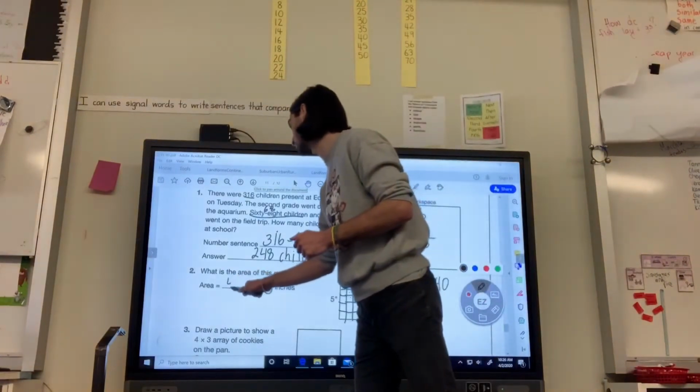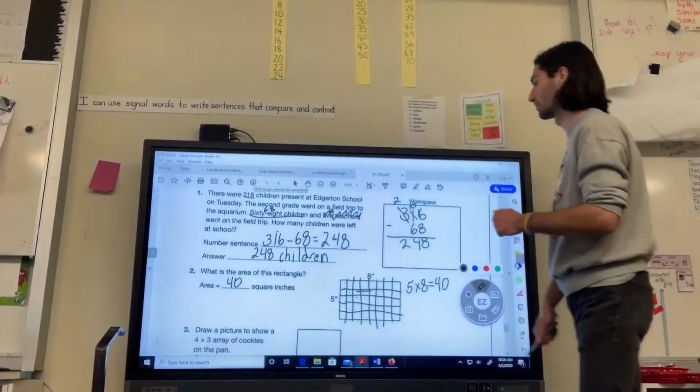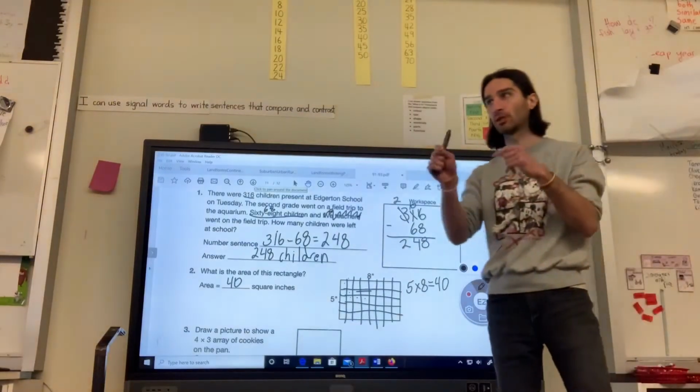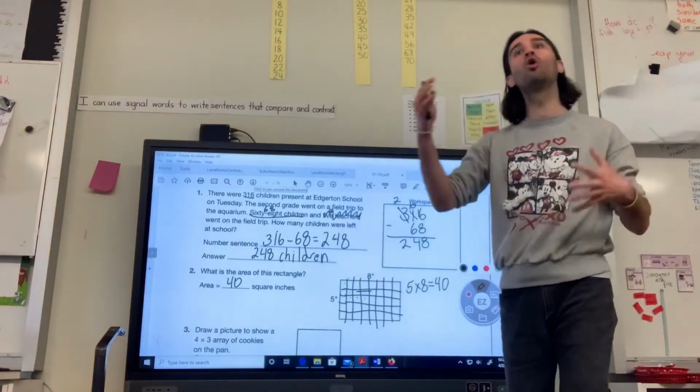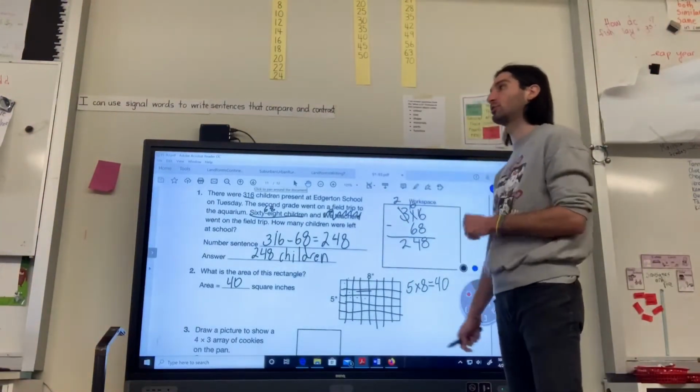Square inches. Good job. Remember, if I'm going too fast, you can pause whenever. If you think I'm going too slow, then you can fast forward or you can skip ahead. Okay?